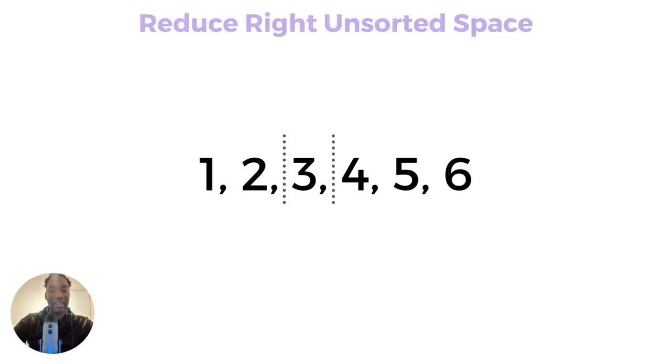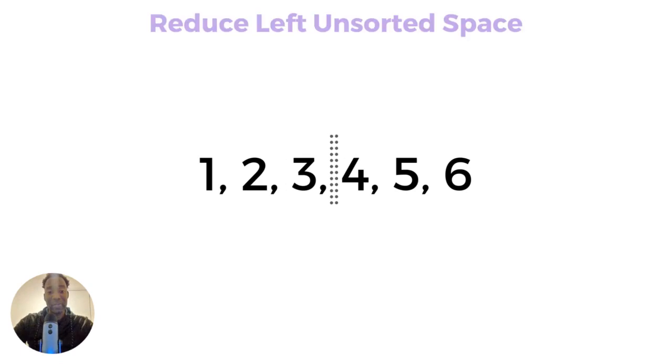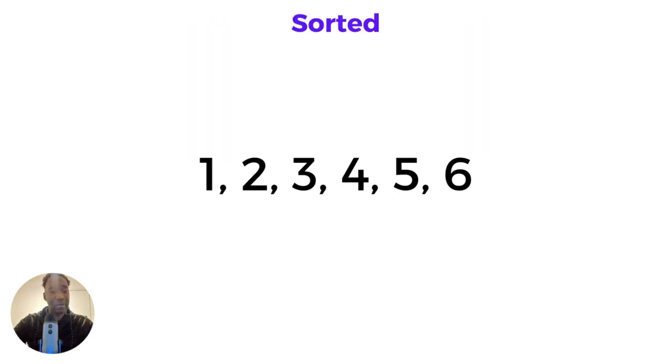Now we have this, and then we will reduce the left unsorted space. And then as you see, we have our unsorted space, which is completely empty. So once we've done that, we've sorted this completely. And that's it. So looking at the big picture again, cocktail sort is really bubble sort, but you're doing that in both directions, and you're also reducing the unsorted space.